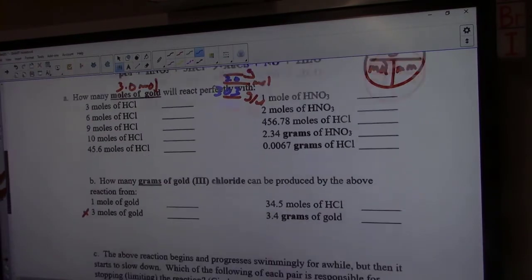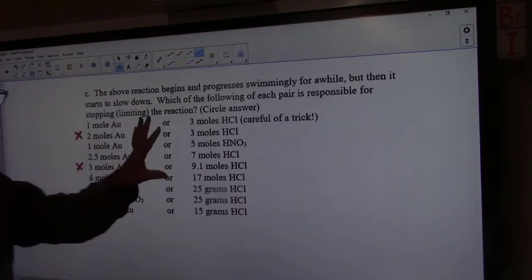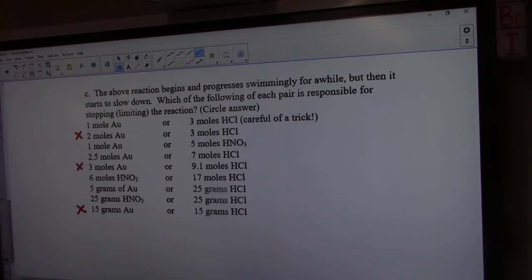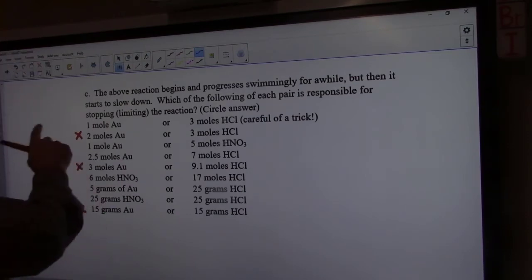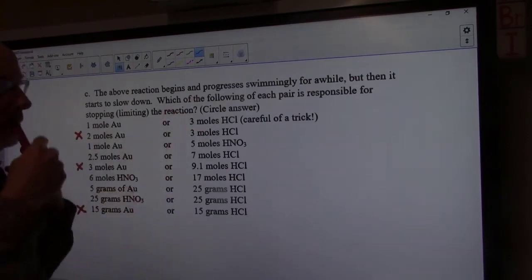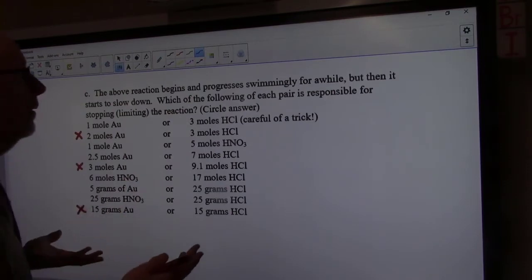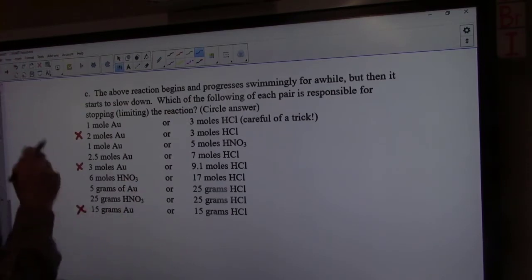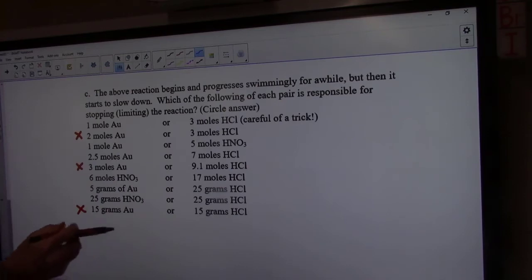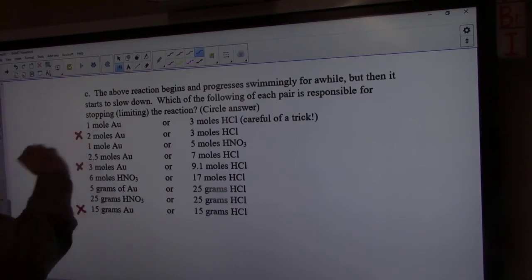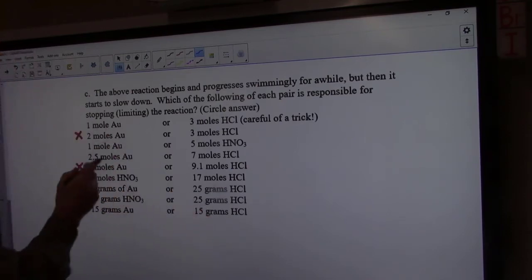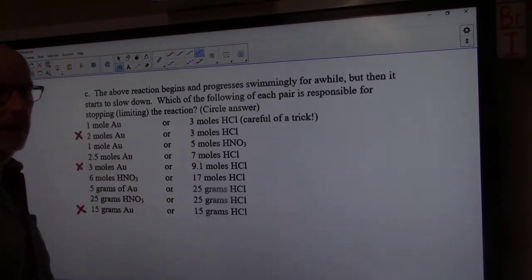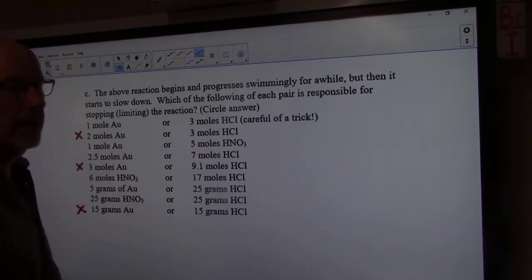That's my answer. So now we're going to start working on figuring out the limiting reagents. The reaction begins and the reaction eventually stops. No more reaction is occurring, because something runs out. Sometimes it's one reactant, sometimes it's another reactant. Once in a while, both reactants, hint hint, run out at the same time.